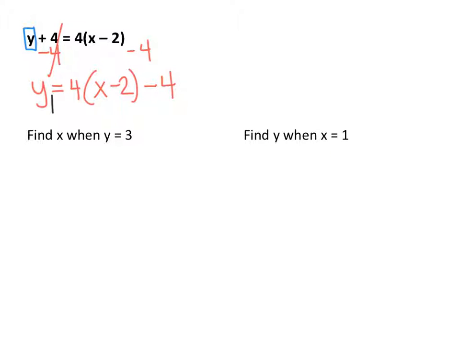So let's just look at our problems, and let's decide which one of these is trace and which one of these we need the intersection steps for. So read them and think about it, and then we'll see if you're right.